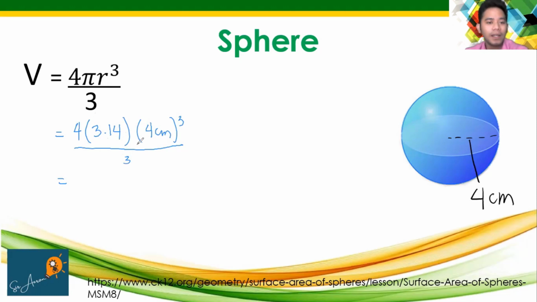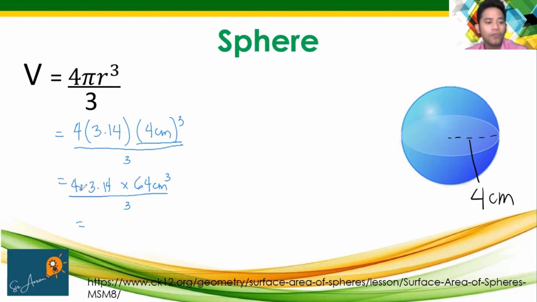So, unahin muna natin itong i-cube yung 4 or yung may exponent. So, ang magiging sagot doon ay 4 times 4 times 4. Ang sagot ay 64 cubic centimeters. Then, itatimes yung 3.14. Tapos, imumultiply din sa 4. Then, i-divide yun sa 3.